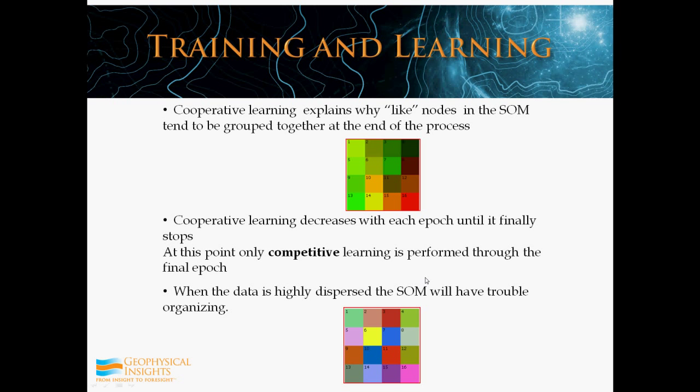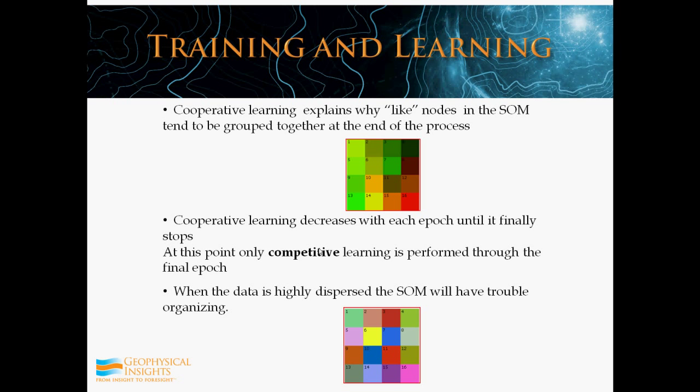So this cooperative learning explains why similar nodes in the SOM tend to be grouped together at the end of the process. You'll see here we got some greens grouped together, oranges, reds, and then some dark colors to the right. Cooperative learning decreases with each epoch, that is to say the neighborhood radius decreases until it finally stops.